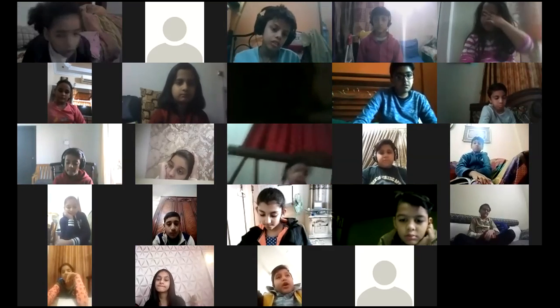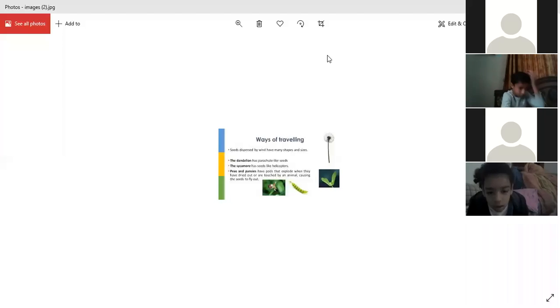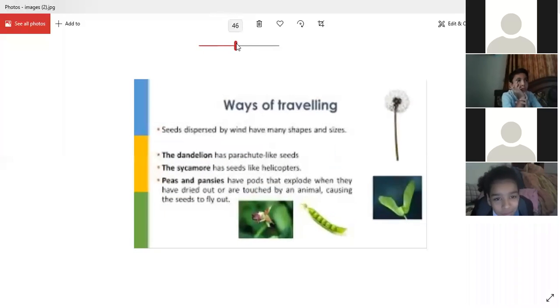Now, the ways by which it can be traveled from one place to another. Again, the same thing. Let me zoom it out for you. Ways of traveling. Seeds dispersed by wind in many shapes and sizes. बहुत सारी तरह से चली जाती है. I'm reading it out for you. Dandelion has parachute-like seeds. ठीक है. The sycamore has helicopter-like seeds.